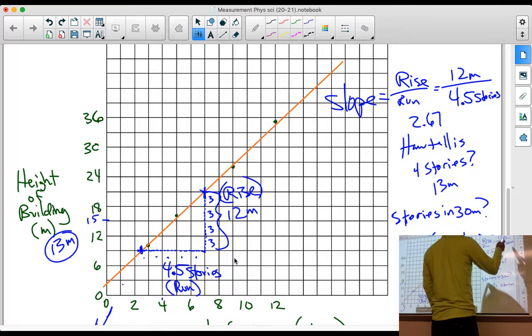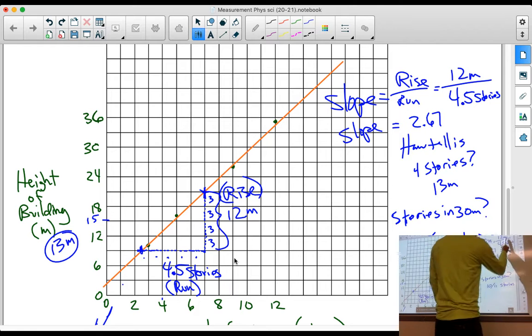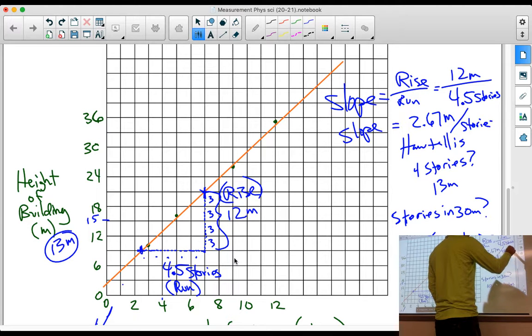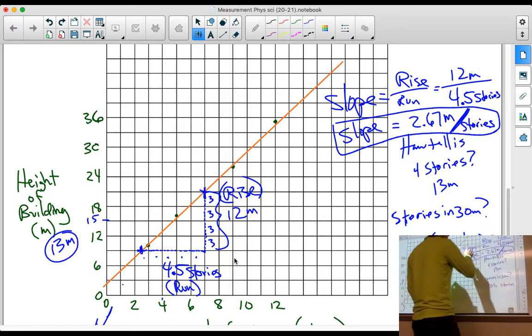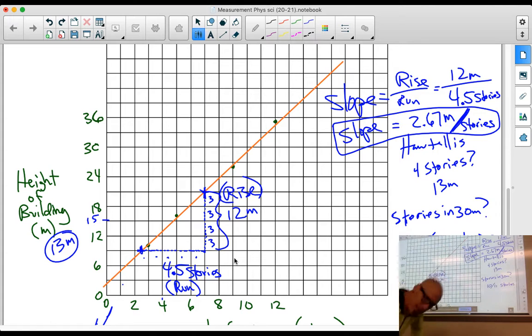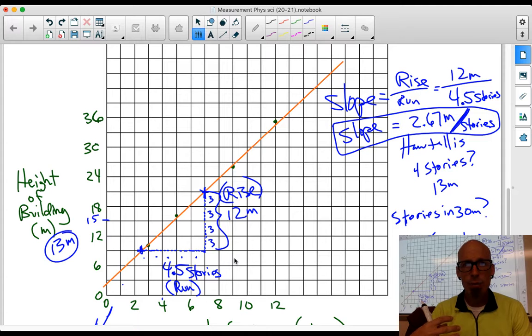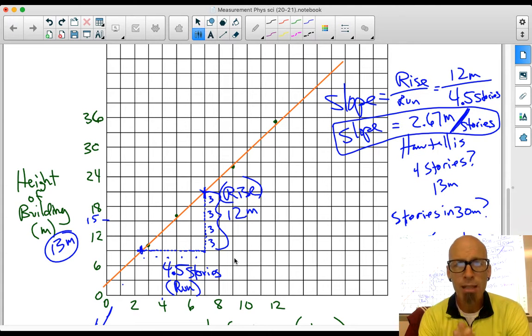2.67. Now, what do I do with the units of measure? It's meters and it's stories. Meters slash stories. You keep them both. Slash means division. So that is my slope, and that's how I find it. Now, next class, we'll talk about what that means. All right? The next class we'll talk about what that means, but for now, you just have to be able to find the rise over the run. You have to find the slope.